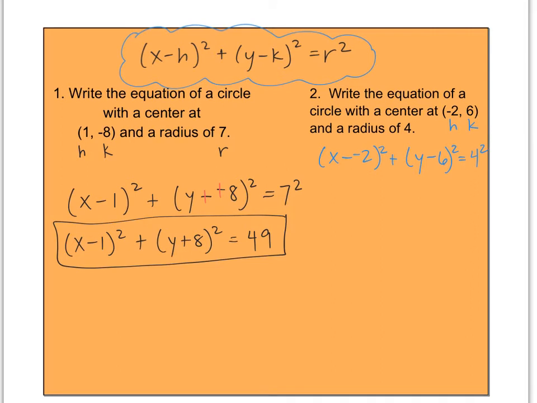We have a double negative, so instead of x minus -2, we can change it to (x + 2)². And then we'll leave this (y - 6)². But then 4 squared, we can change that. It is 16. And that is our final answer.